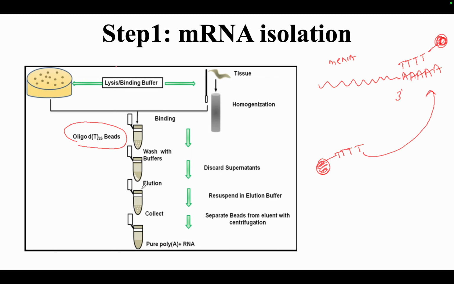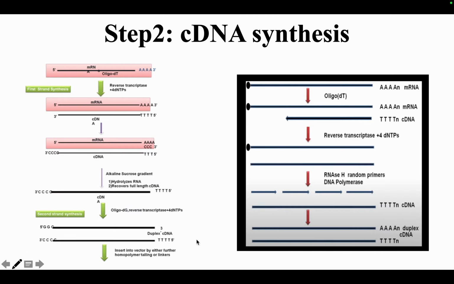Then finally we can centrifuge this and collect all the beads. We'll remove the supernatant, and then in order to separate the mRNA from the beads, we can just denature them. Very simple. After collecting the beads, we separate them by denaturation, and we'll have pure poly A RNA with us. Okay, we have purified mRNA. Then we have cDNA synthesis.